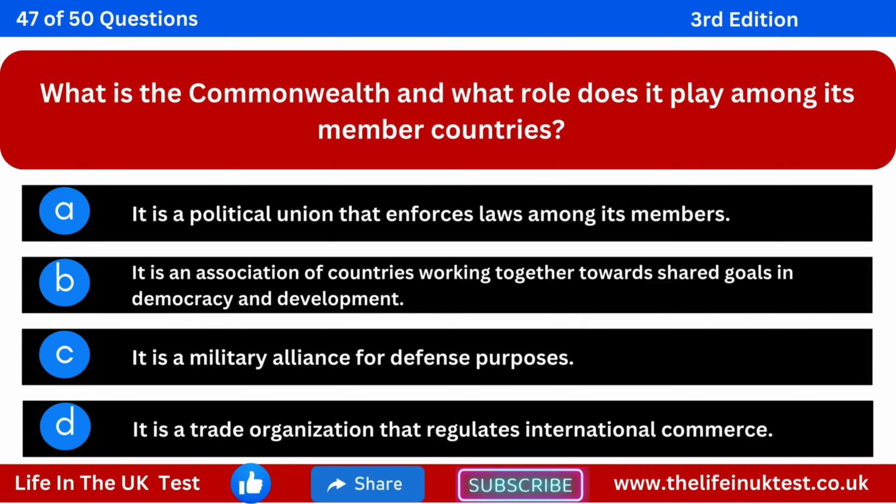What is the Commonwealth and what role does it play among its member countries? Option A, it is a political union that enforces laws among its members. Option B, it is an association of countries working together towards shared goals in democracy and development. Option C, it is a military alliance for defense purposes. Option D, it is a trade organization that regulates international commerce.